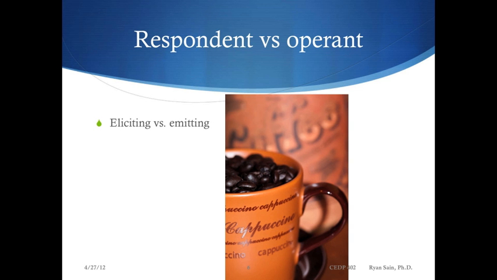Right? They both have extinction. You can extinguish the response. The curves look similar, other than the extinction burst. Operant conditioning produces an extinction burst, whereas classical conditioning does not.